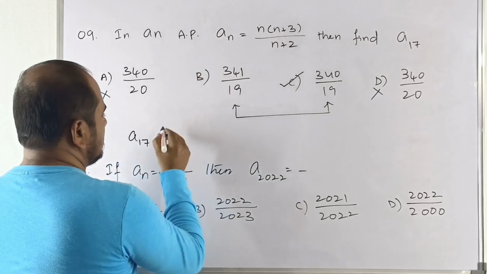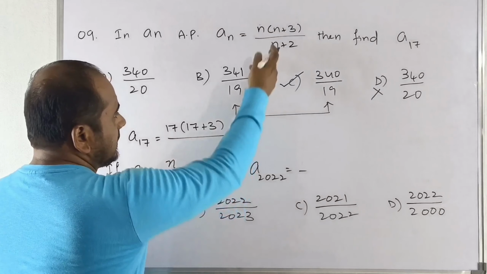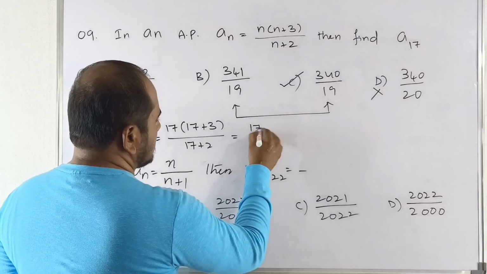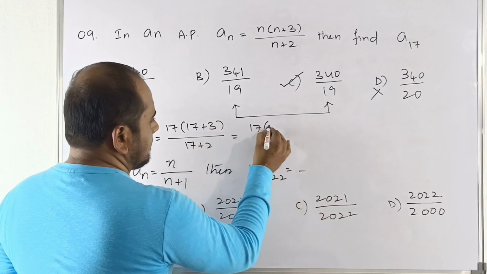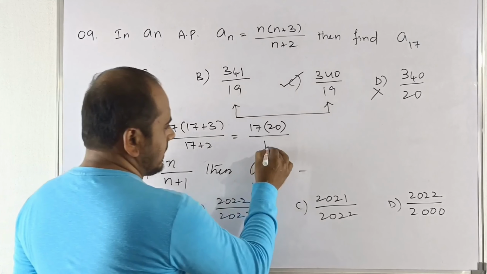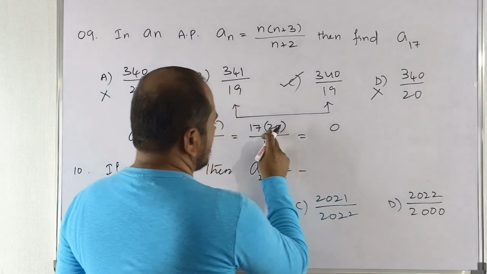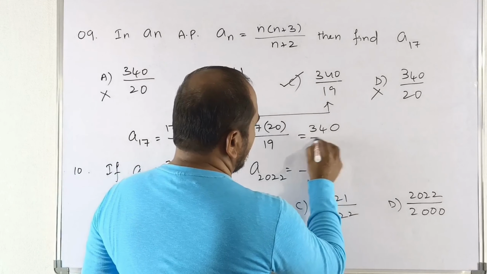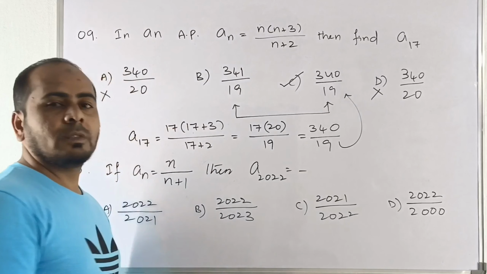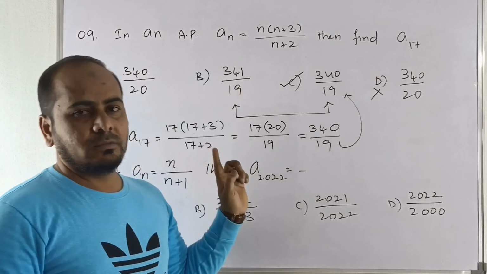A17 is equal to 17 into 17 plus 3 divided by 17 plus 2, is equal to 17 into 20 divided by 19. So 0 as it is, 2 17s are 34, divided by 19. Observe here. So like this we can select the right option without any calculation.